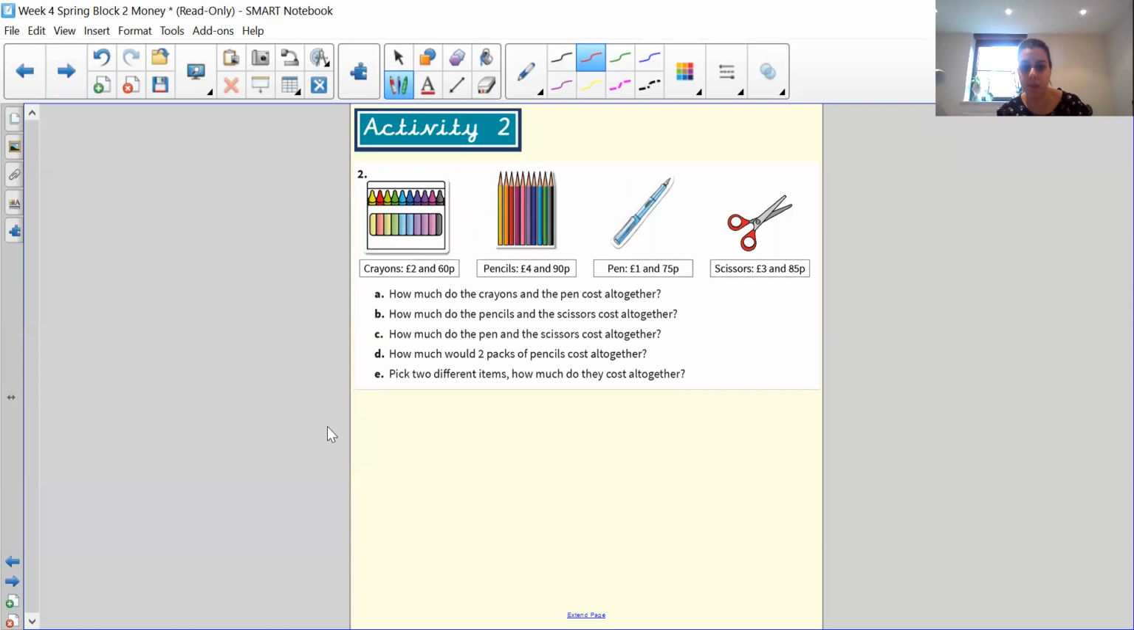Activity 2, you've got some totals here that you might find in a shop, and you need to add up the totals depending on what you're buying. So for example, question 1, it says how much do the crayons and pen cost together? The crayons and the pen. And you can use a part whole model or a bar model if you need to, that's fine. And they keep going to different combinations. How much would 2 packs of pencils cost? Pick 2 different items. How much do they cost altogether? So you can pick 2 that you haven't already added together.